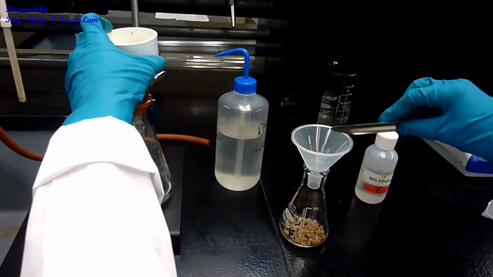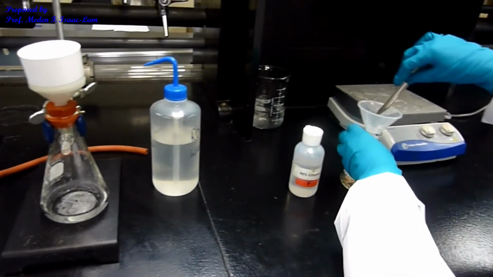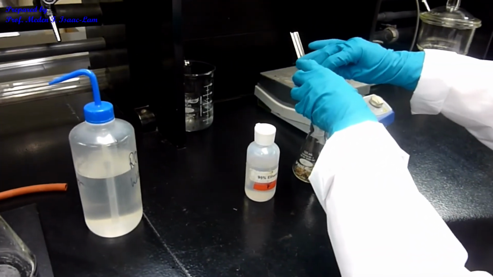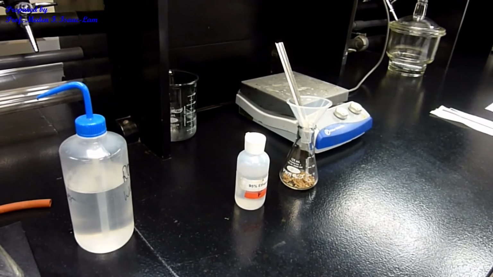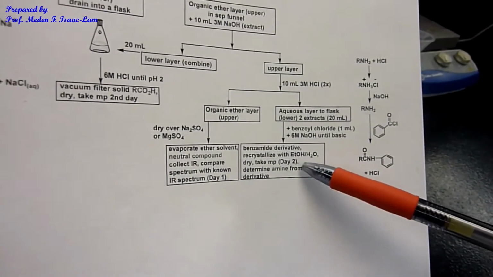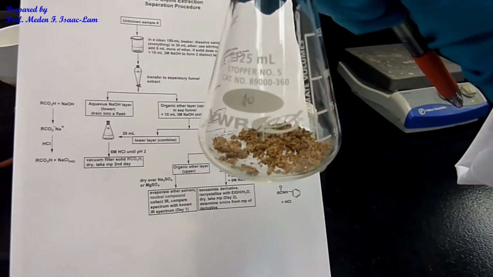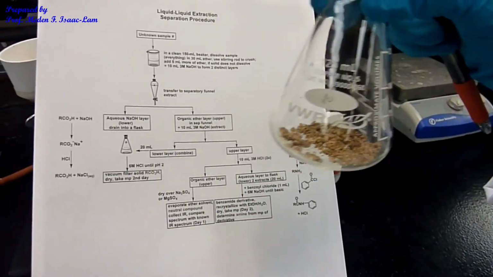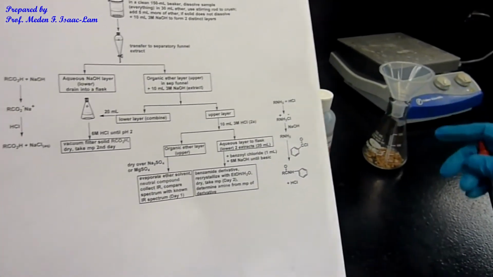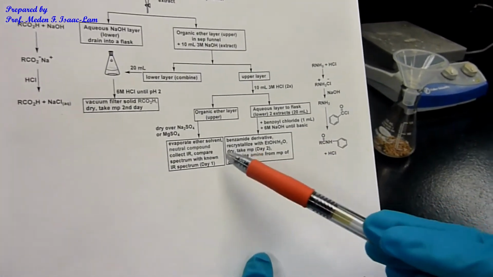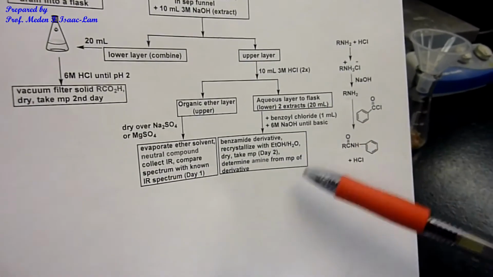So I'm going to add ethanol. So in the instruction, it's mentioned to recrystallize with ethanol and water. We are going to recrystallize the sample in ethanol and water. So again, in the box, recrystallize with ethanol/water.